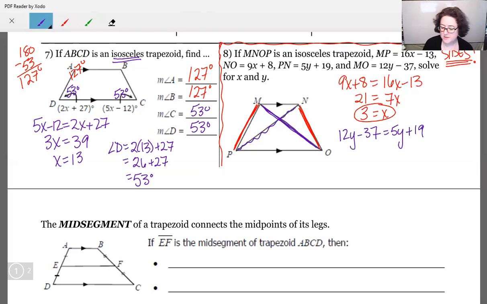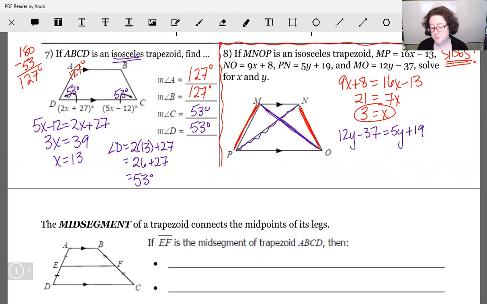Then for our y, solving the other equation we wrote, subtract a 5y from both sides, leaves me with a 7y. Add 37, yeah, I need my calculator for that. That gives me a 56 on the right-hand side. And then dividing both sides by 7 gives me 8.